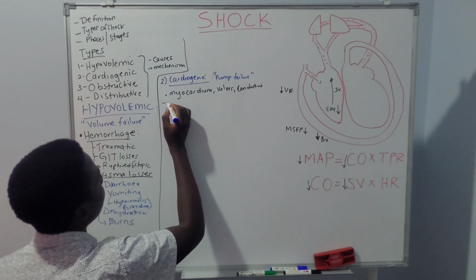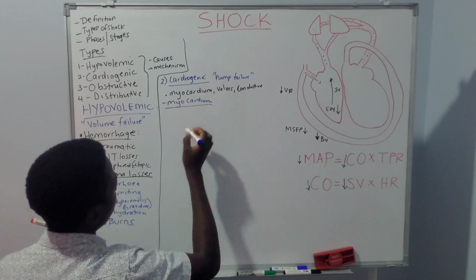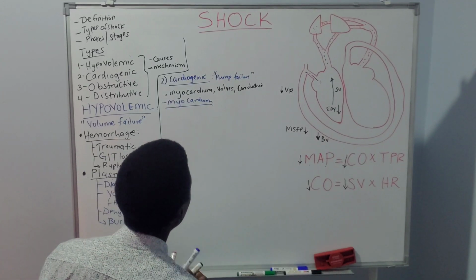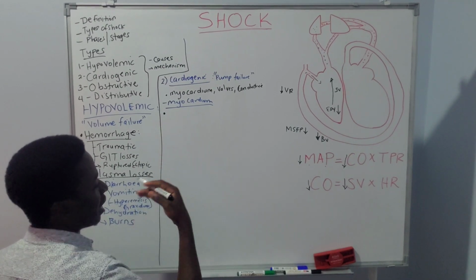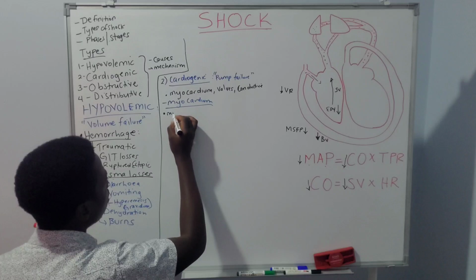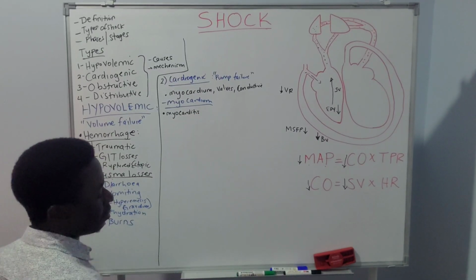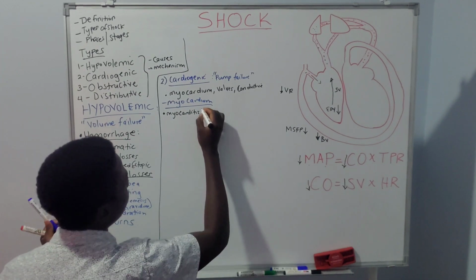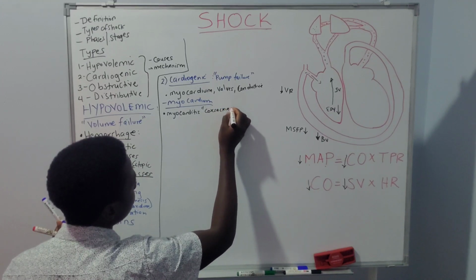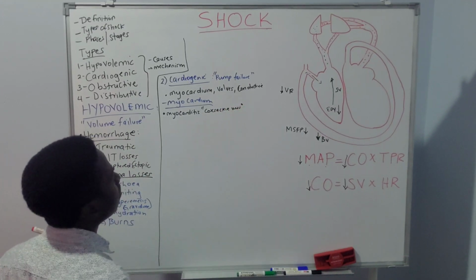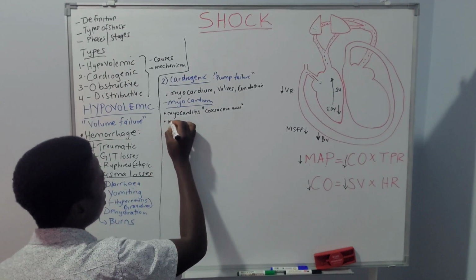So when you look under the myocardium, the causes under myocardium, you could look at one, the myocardium can undergo inflammation. So myocarditis. Different things can cause myocarditis. Infectious processes like the Coxsackie virus can bring about myocarditis.